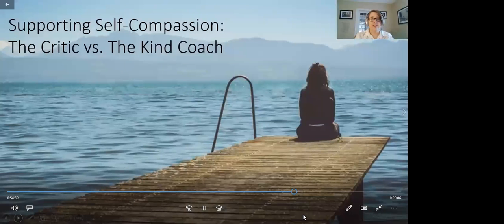And in the interest of time, I was going to do this exercise with you all, but what I'll do is describe it. And it's quite powerful. And I encourage you to try it at home and certainly bring it into your clinical practice. We call it the critic versus the kind coach. And it's from the self-compassion or the compassion-focused literature. And I first heard it from Dennis Church and Laura Silverstein, where the advisor can be a very critical voice, right?